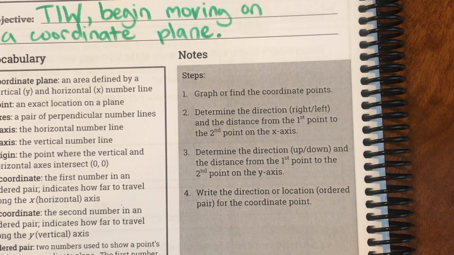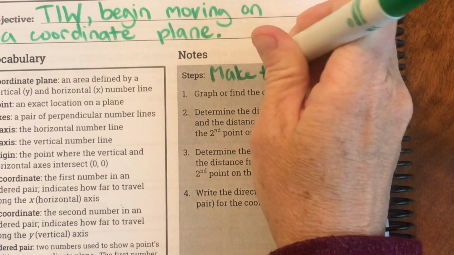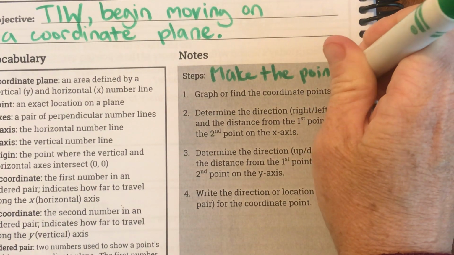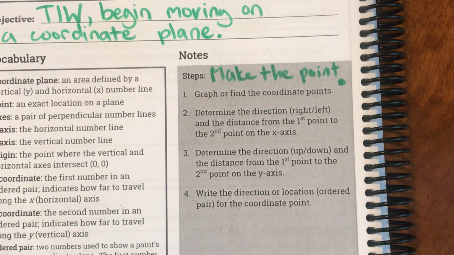So the first one says graph or find the coordinate points. Okay, what I want us to add to that is actually make the point. And I'll explain why when you see it, why I think that's an important thing that people tend to make a mistake on. And then on steps 2 and 3, we're going to leave them.